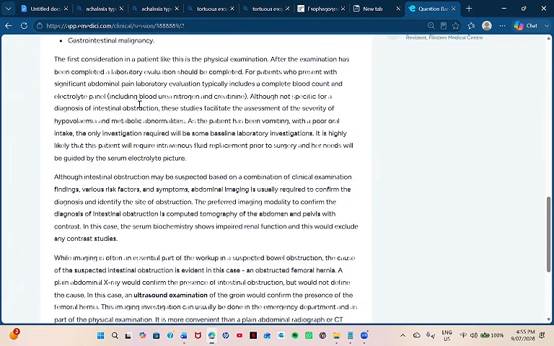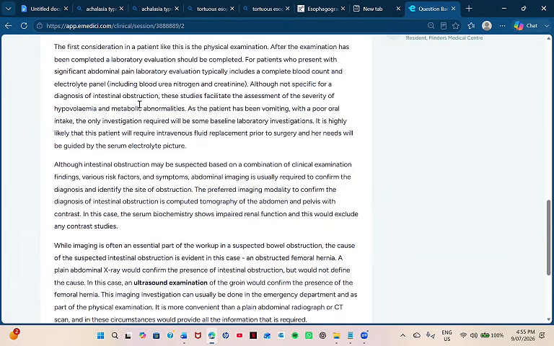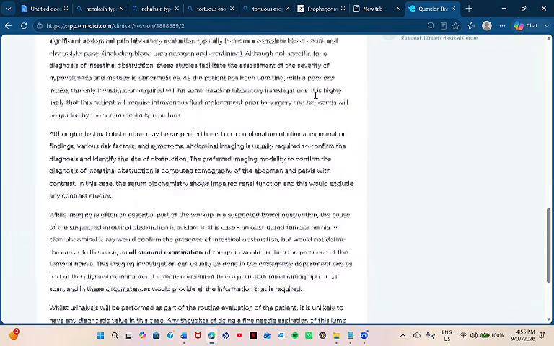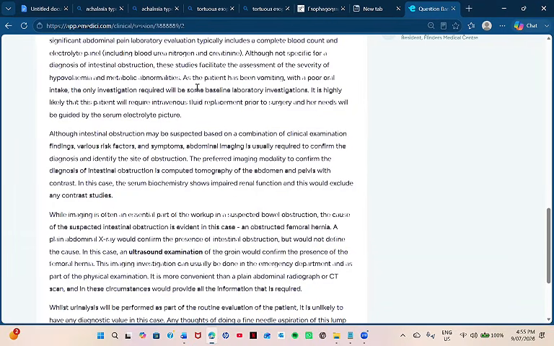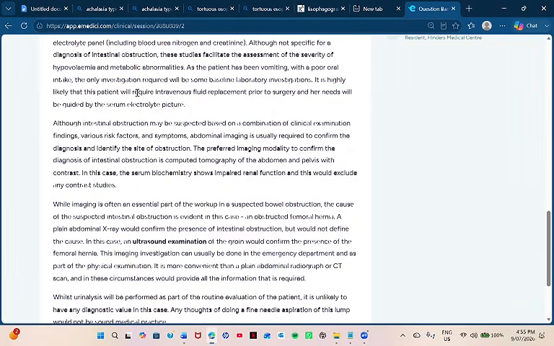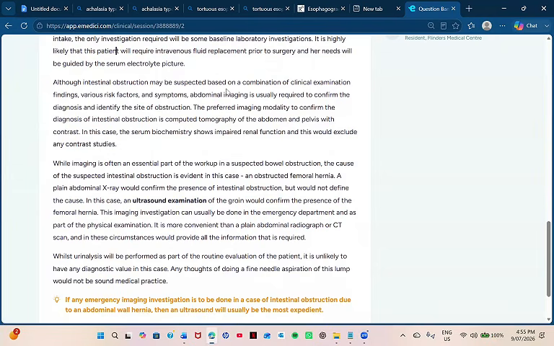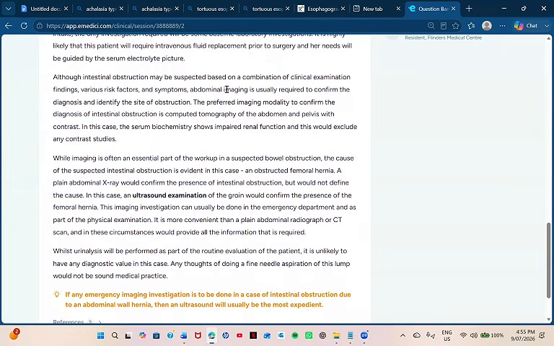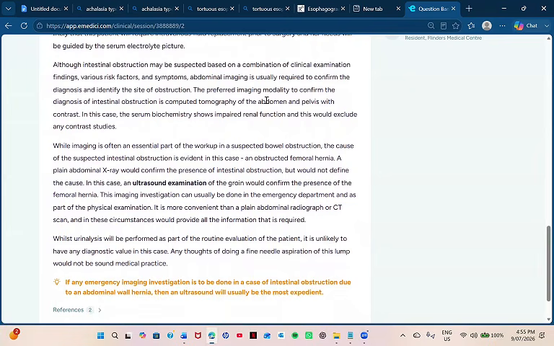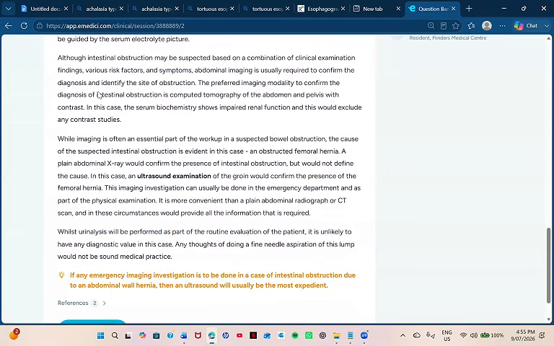So in a patient who presents with significant abdominal pain, laboratory evaluation typically includes the complete blood count, although not specific for the diagnosis. And if the patient has been vomiting with poor oral intake, the only investigation required will be some baseline lab investigations. It is highly likely that the patient requires intravenous fluid replacement prior to surgery, and need will be guided by the serum electrolyte picture. Although intestinal obstruction may be suspected based on a combination of clinical examination findings and various risk factors, imaging is usually required to confirm the diagnosis and identify the site of obstruction.